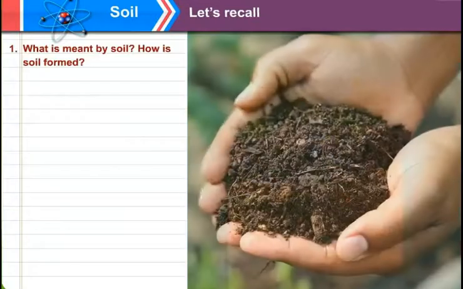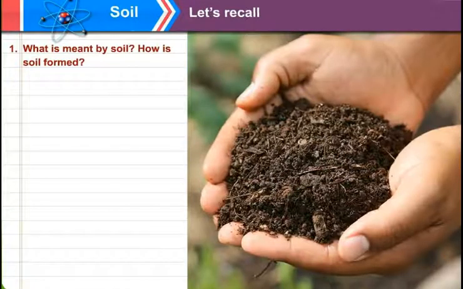Welcome to science class. Today we will just recall the soil portion and then move on further. So now we'll see what is meant by soil and how soil is formed. You can see in the diagram how soil looks.